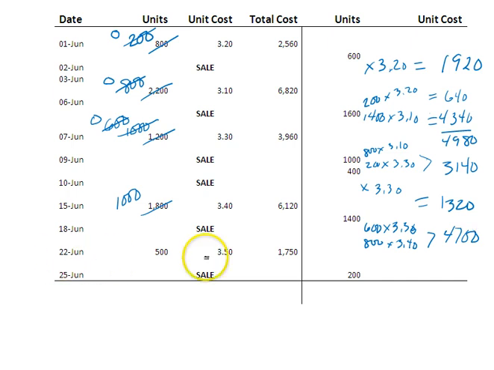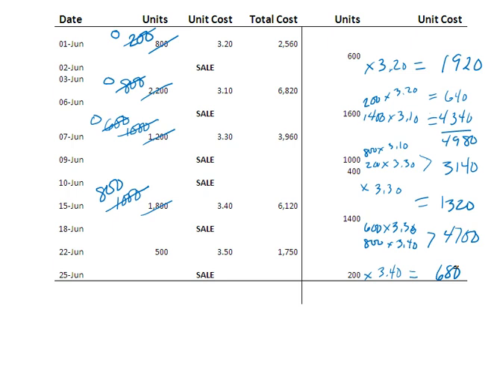And then June 22nd, a purchase, no decision. June 25th, we sold 200 units. So which 200 units did we sell? We sold 200 from here, leaving 800. So 200 times 340 is $680.